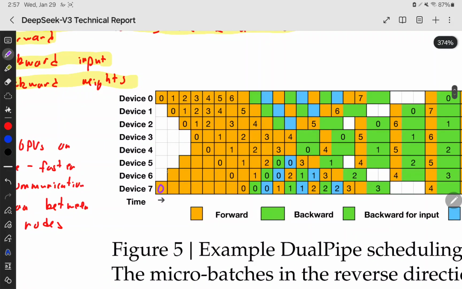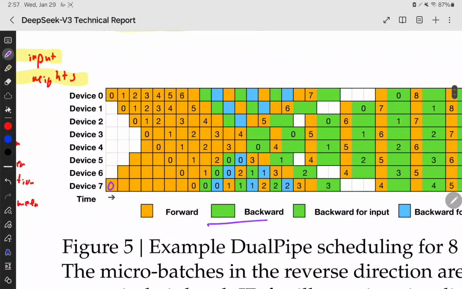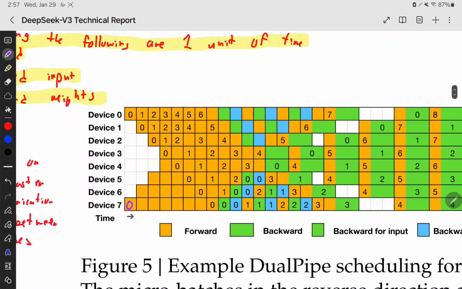So what we do is we start off here on device 7. We're going to do a forward pass on device 7. Orange is forward. Green is backward for input. Blue is backward for weights. And double green is backward for both the input and the weights.